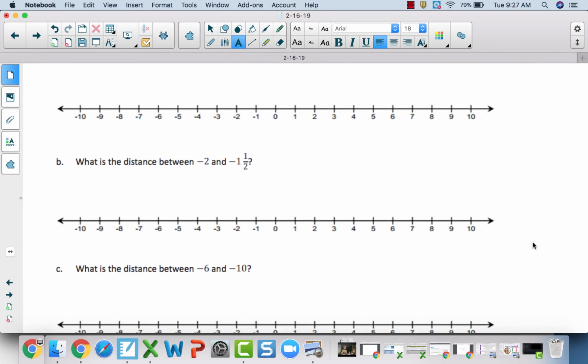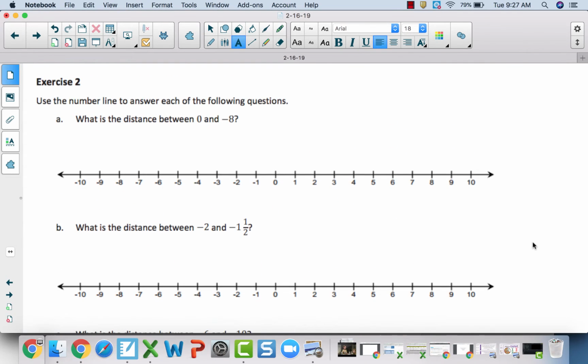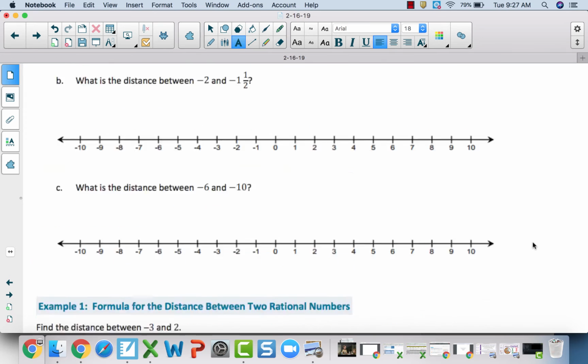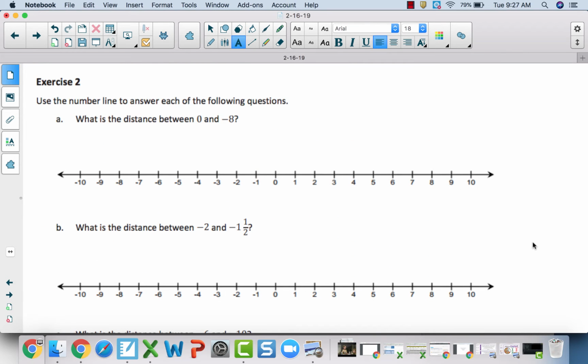Now, taking a look at exercise 2, I want you to use the number line to find the distance here. And if you also want to challenge yourself, because you'll have time later, you can use that distance formula to prove that the distance you got is correct. All right, so go through and answer exercise 2, A, B, and C, and then come back and check the video to make sure you did each of those 3 parts correctly.